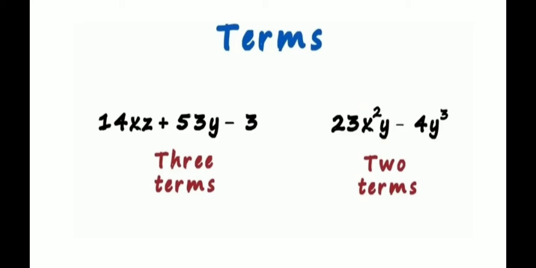For example, 14xz plus 53y minus 3 is an expression. Here you will find that the plus and minus signs separate the expression into three parts: 14xz, 53y and 3. These are the three terms of this expression. One more example, 23x square y minus 4y cube. This expression has two terms, 23x square y and 4y cube.